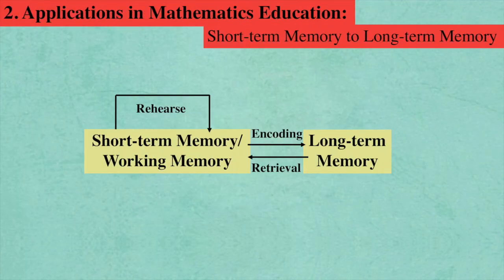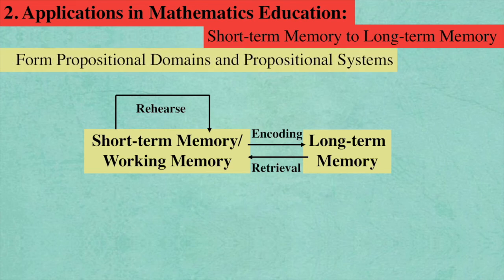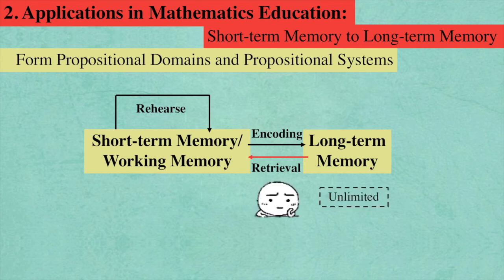students to form propositional domains and propositional systems. As we all know, students need to extract learned knowledge from long-term memory in solving problems so that it can be returned to short-term memory and then be processed. However, because the capacity of long-term memory is very large, it brings trouble to information retrieval. In order to make information quickly retrieved when it is needed, we need to get students to form propositional domains so that they can take shortcuts to retrieve the necessary information directly.